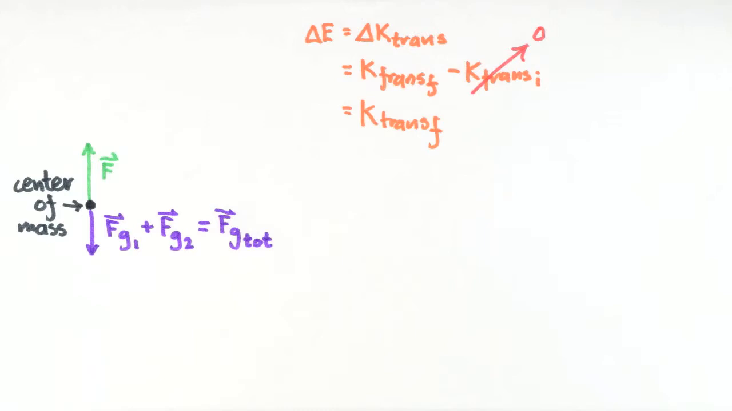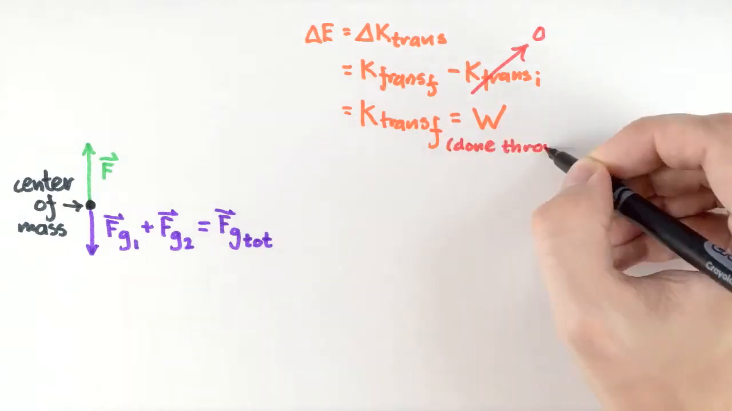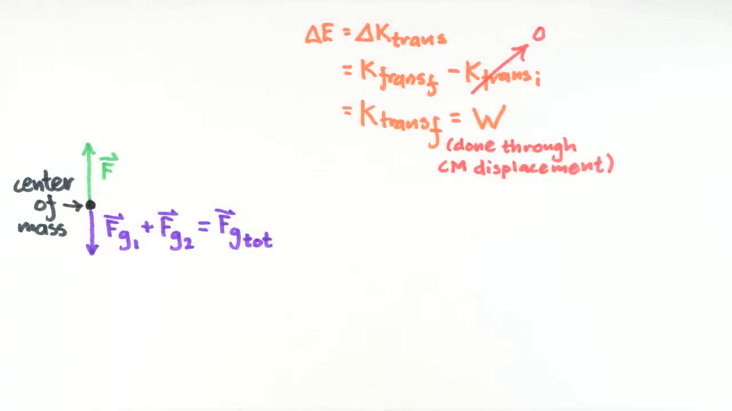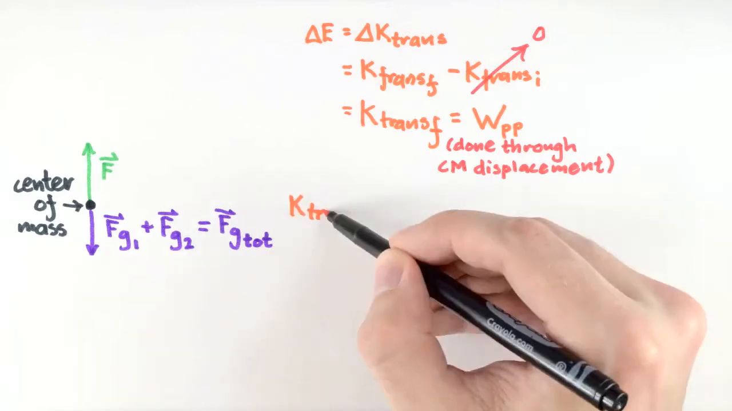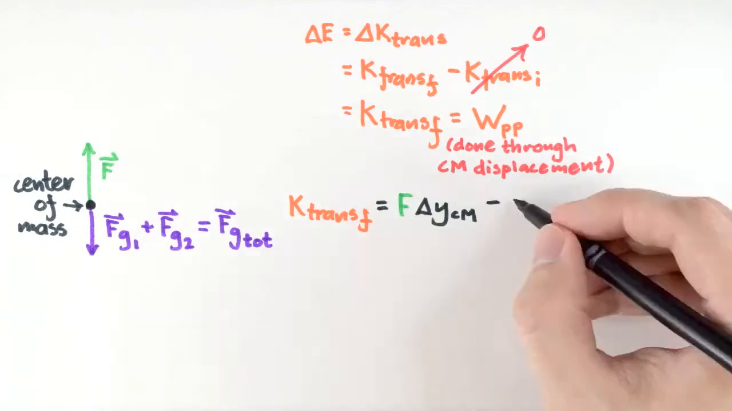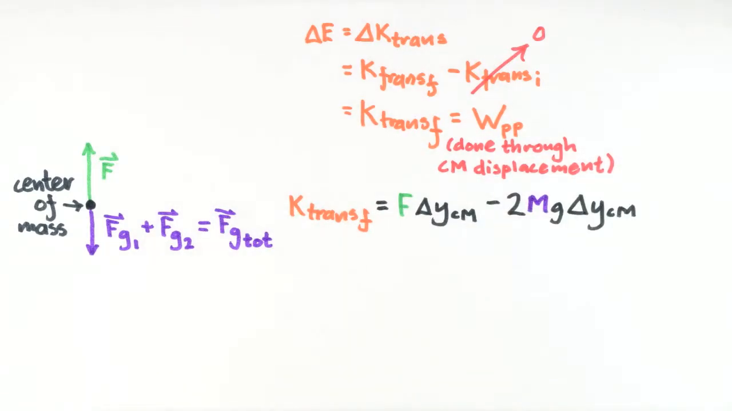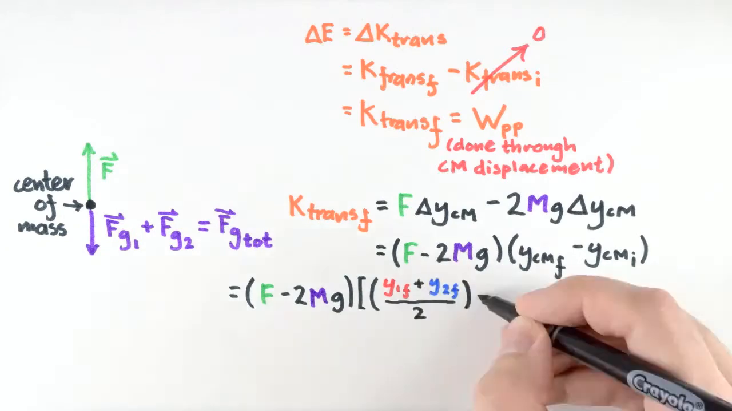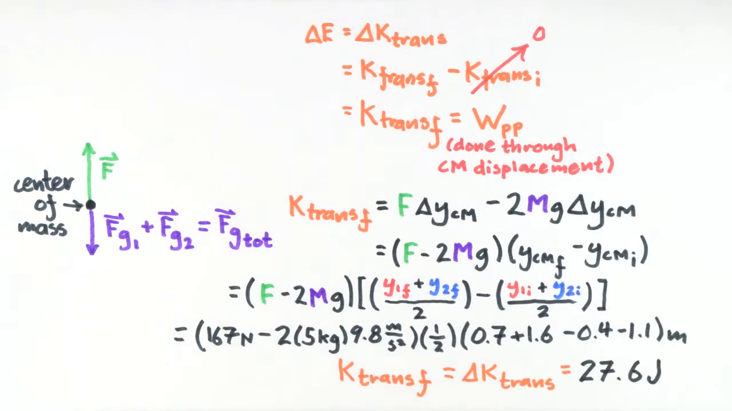So to do this, we need to find the total work done by all the interactions acting through the center of mass displacement. Here we use the subscript pp to remind us that this is the work calculated in the point particle model. Since both forces here are constant, we find the work by taking the scalar product of each force with the center of mass displacement. When we do that and plug in all the known values, we can solve for the final translational kinetic energy as we show here.